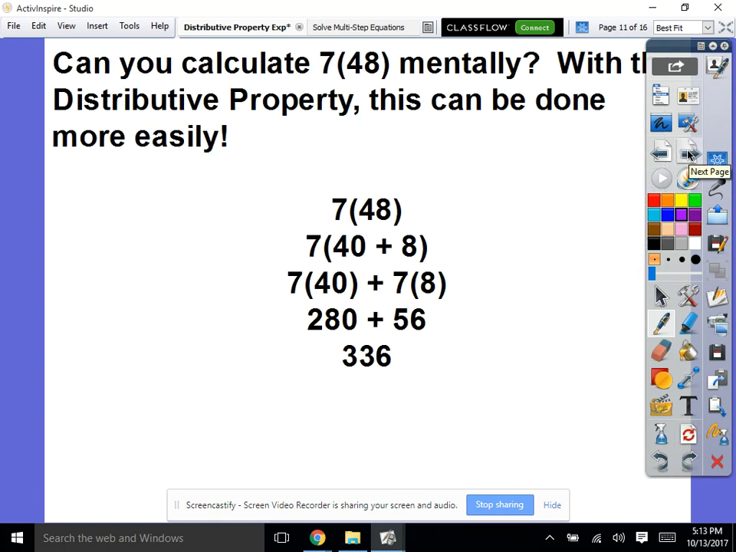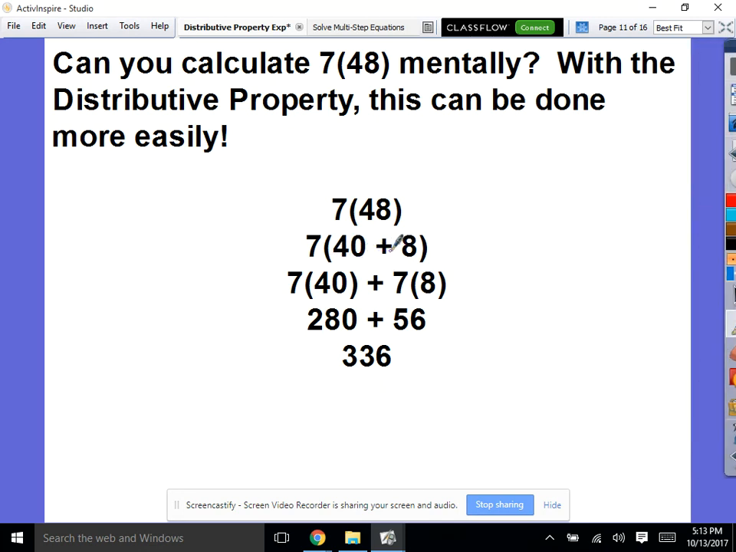Can you calculate 7 times 48 mentally? Well, if you use the distributive property, then it can be done pretty easily. 7 times 48 is the same thing as 7 times 40 plus 8, which is 7 times 40 plus 7 times 8. 7 times 40 is 280. 7 times 8 is 56, and 280 plus 56 equals 336. And you need to pause the video and write that down.